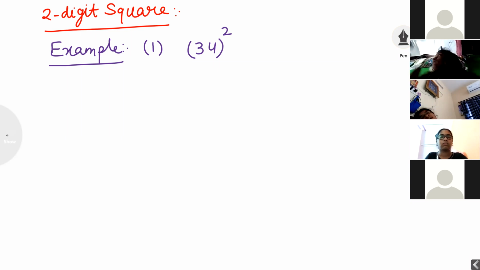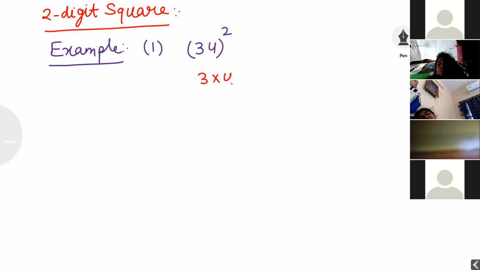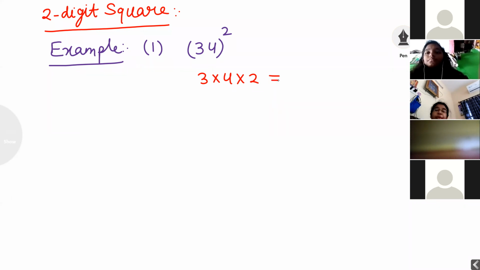First step: whatever digits are given, I will multiply all: 3 into 4 into 2. What answer has come? 3 4s are 12, 12 2s are 24. I have multiplied 3, 4 and 2, and the answer is 24. This is the first step: whatever digits they have given, I multiply all the digits. Now what is the second step?